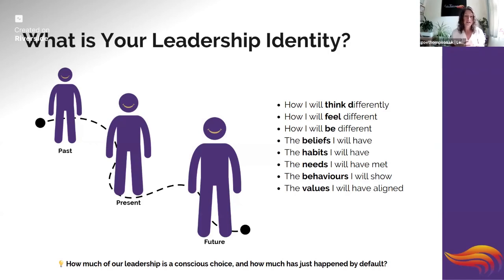So we do need to recognize who we have been in the past, what's still useful to us, and what we're ready to leave behind. We have our present leadership identity, who we are today, how we show up, how we think, how we feel, the beliefs that we have, the habits that we have, the psychological and emotional needs that we need to meet, the behaviors that we show, and the values that are important for us to align.